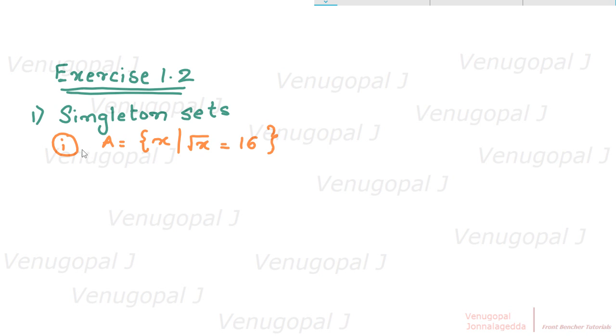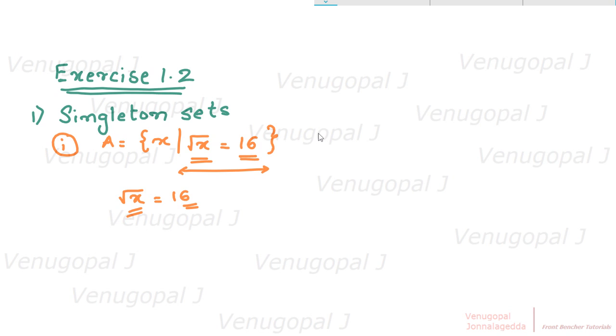Now let's understand how to solve this particular set, where set A is equal to x such that square root of x is equal to 16. We need to find whether this particular set is a singleton set or not. Now how do we proceed with this? First thing is you need to look at this equation, which says that square root of x is equal to 16. What this actually means is there is some value of x for which 16 is the square root.